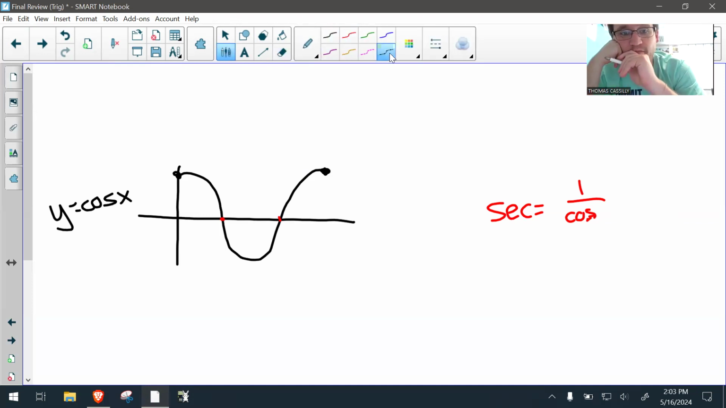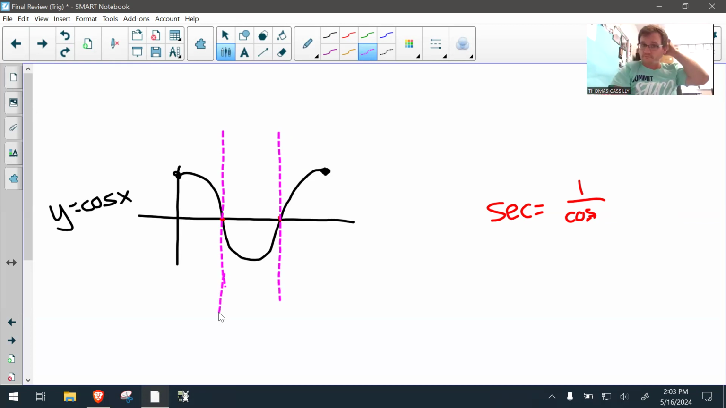So if we look at our cosine function, we have to identify those zeros. And then what we do is we look at those zeros and we draw some vertical asymptotes. Vertical asymptotes, we describe those as dotted lines through our graph. Now, they're not actually part of the graph. They're more of a visual aid for people who are looking at this.